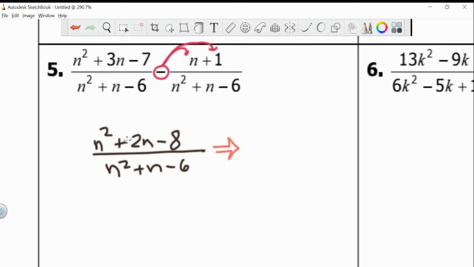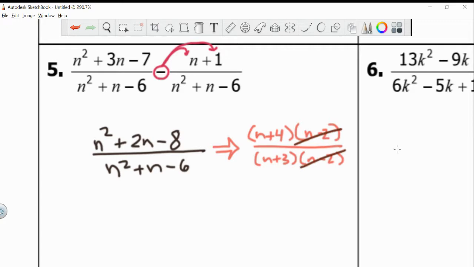Just be careful. We need to go ahead and, you know, to do this question just for the sake of finishing it, I'll go really quickly. That's going to be n plus 4, n minus 2. And in the denominator, it's going to be n plus 3, n minus 2. And of course, we're going to cross out the n minus 2's. And of course, our answer is going to be everything left. N plus 4 over n plus 3.